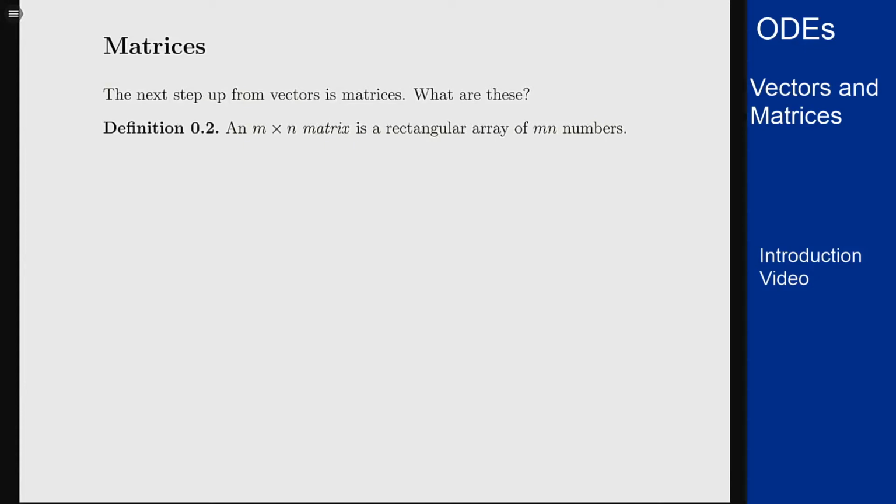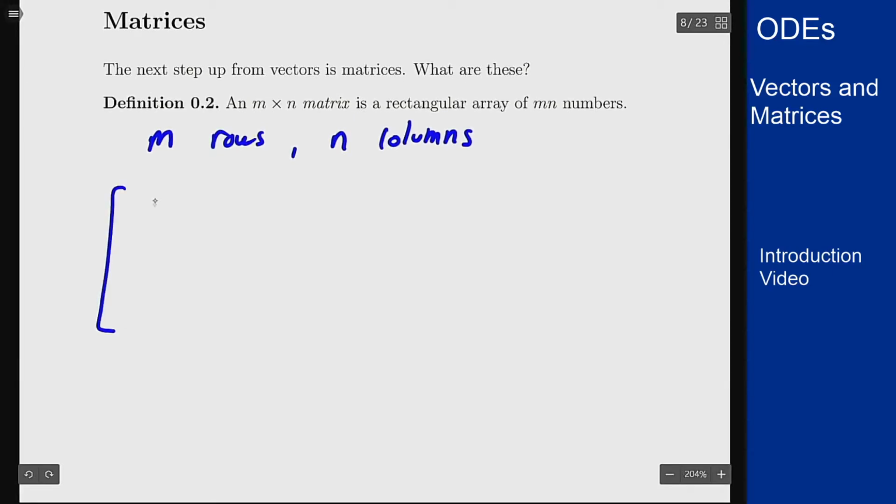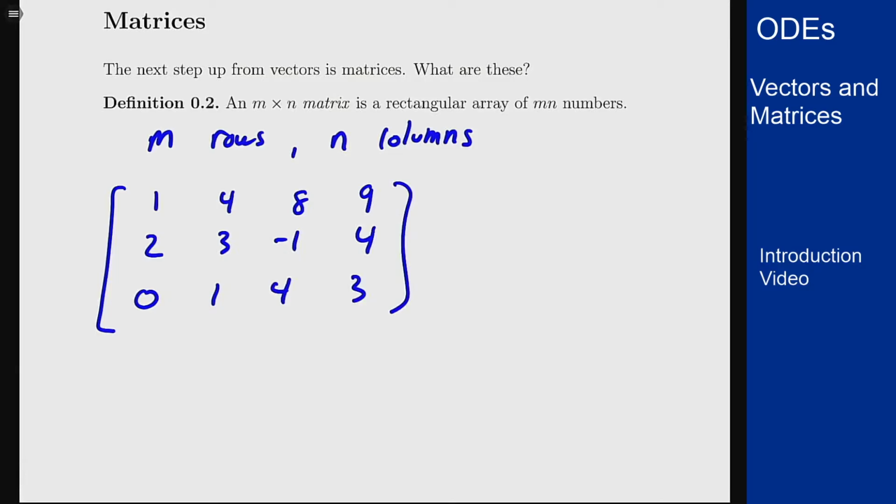In this video, we'll give an introduction to matrices. So the next step up from vectors gives us matrices. What are these? Well, instead of being a column of numbers, these are now an m by n matrix, a rectangular array of m times n numbers. So this matrix will have m rows and n columns. And so something like this would be a 3 by 4 matrix because it has 3 rows and 4 columns.